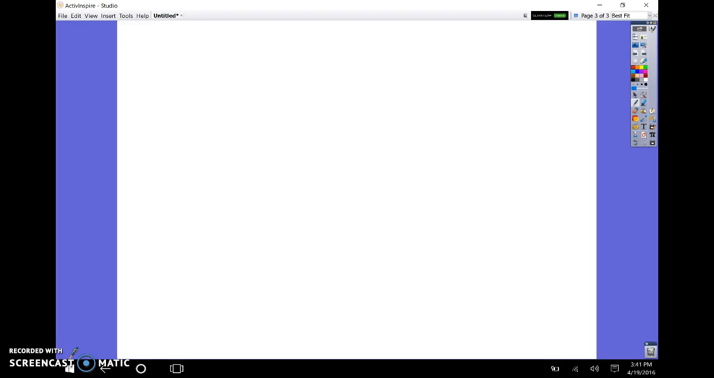Hey guys, so we're going to do another problem from the review. Let's go ahead and do number 5. It says to graph the function y is equal to negative tangent. Oh, no. Am I doing the right one? Yeah, I'm doing the right one.